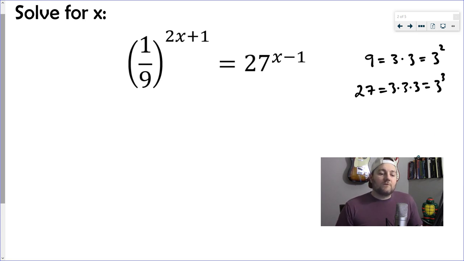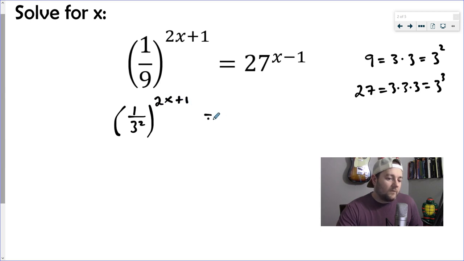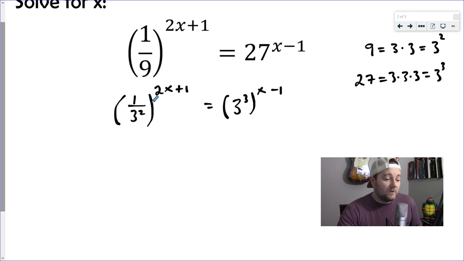So again, that kind of stuff takes a little bit of practice to train your brain, but once you start thinking common bases, then it really starts to click in. So what I can do is change this 1 over 9 to 1 over 3 squared. And then my exponent still stays 2x plus 1. And then this 27, well, that's the same as 3 cubed. So I'm changing the base to 3 cubed. Note that I haven't changed the equation. This thing, 1 over 3 squared, is still 1 over 9. 27 is still 3 cubed. All right.